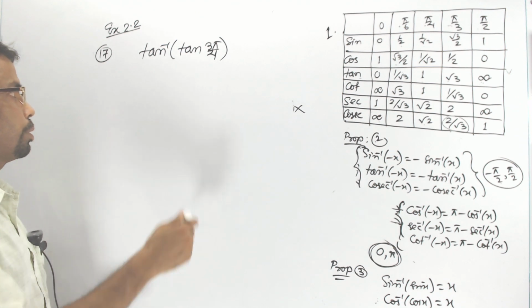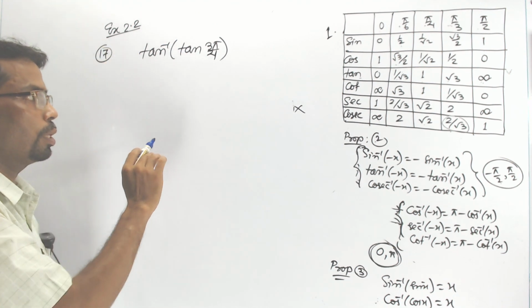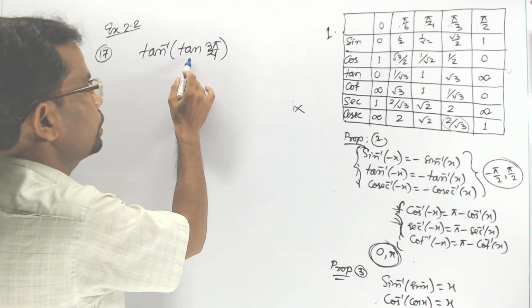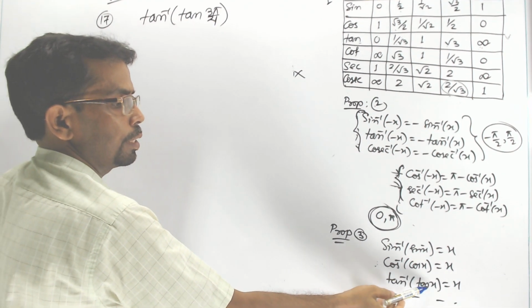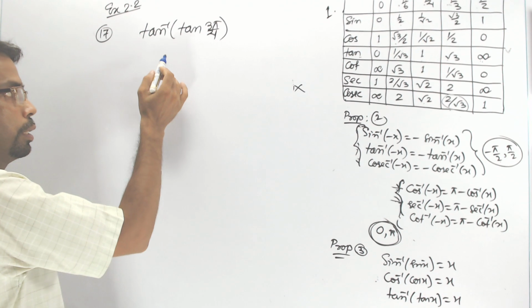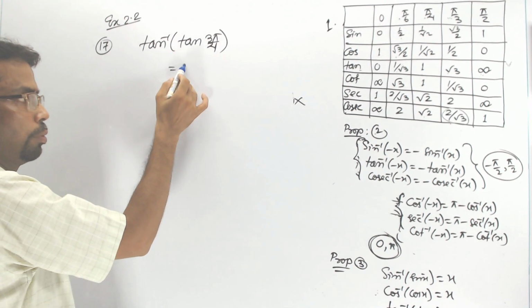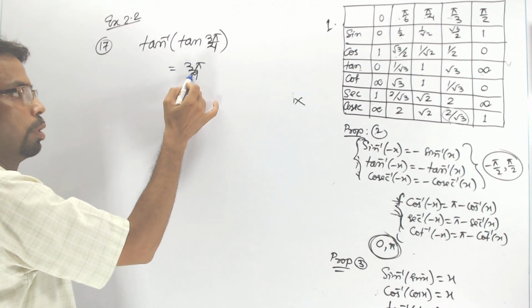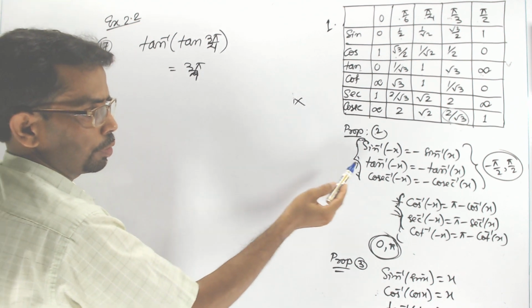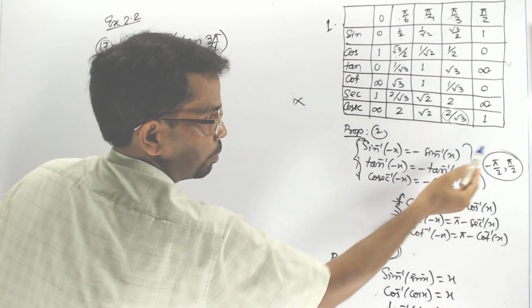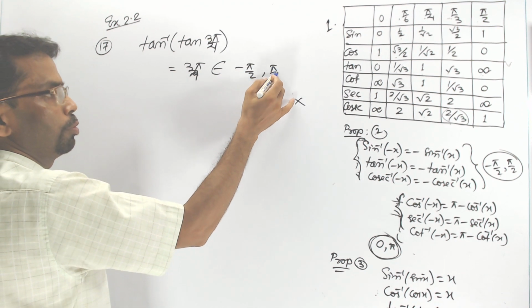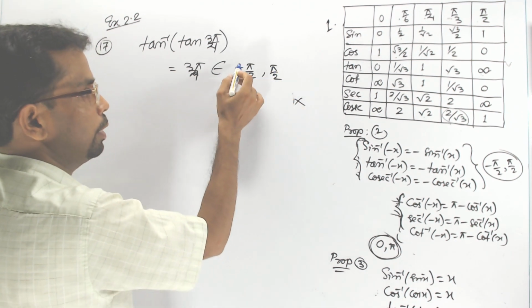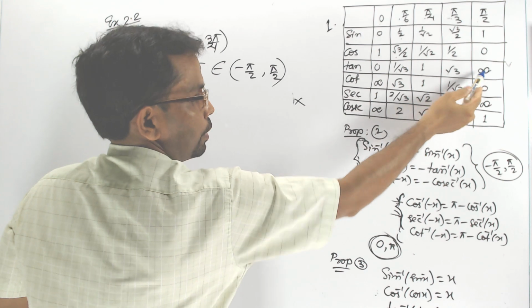The next question is question number 17 from 2.2 only. It is tan inverse tan 3 pi by 4, and according to our property, tan inverse tan cancel will be equal to only x. So here if we cancel tan inverse tan, we will have 3 pi by 4. And is it lying in the range of tan inverse? Tan inverse range is minus pi by 2 to plus pi by 2, an open interval because tan 90 is not defined.